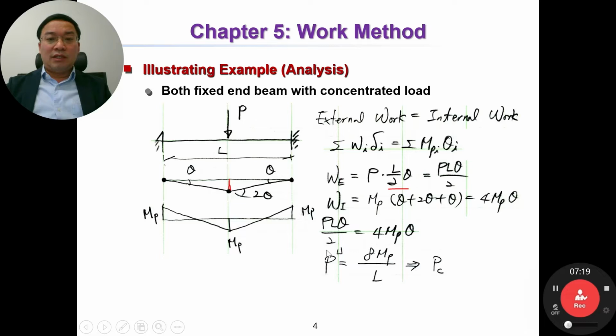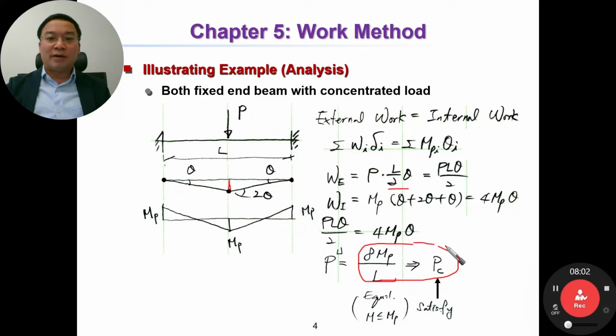Firstly, we don't know whether this is the correct solution or not. So in general, for analysis, we have upper bound solution, Pu equal to 8 MP over L. But if we do the moment check, with M equal to MP, equal to MP, and equal to MP, then all M is smaller than or equal to MP. Then the equilibrium and moment check is satisfied. It means this value is the correct solution, because our assumption is the correct assumed mechanism.